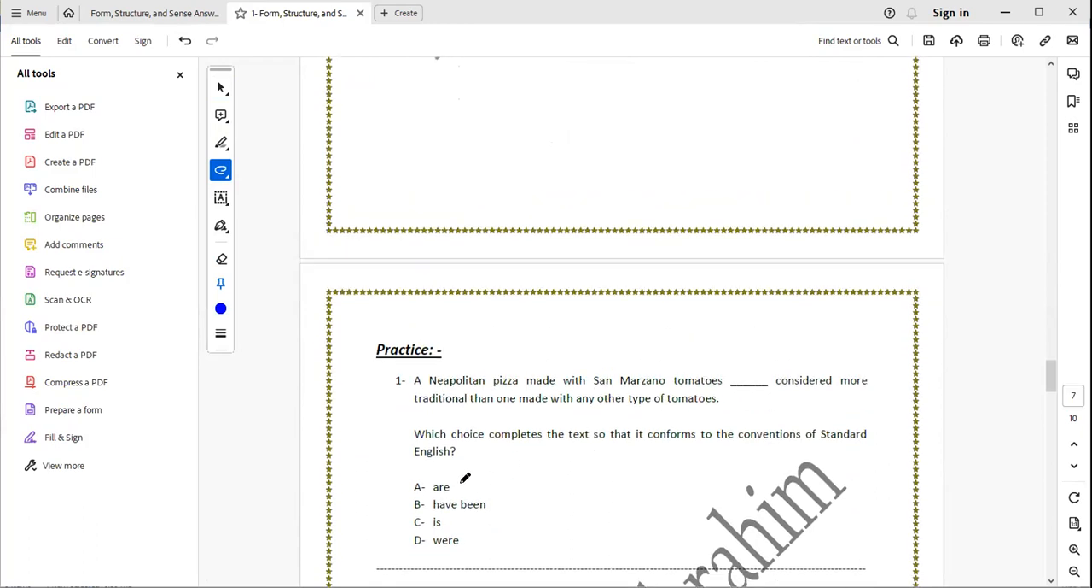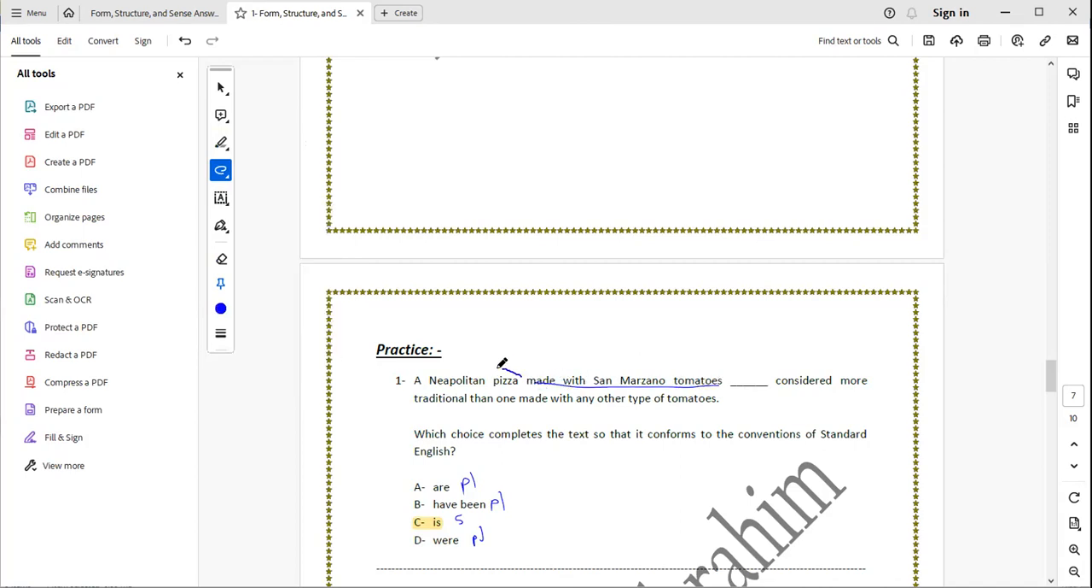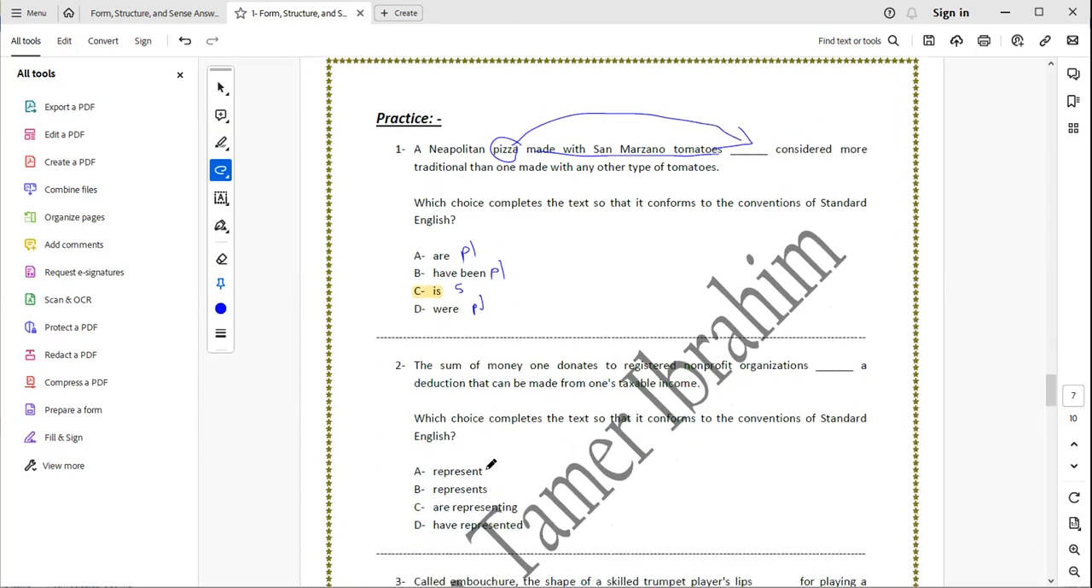Other one: are plural, have plural. The question will come like that, guys. Is singular, where plural. So my answer is going to be the odd one out, "is." So let's find here. A Neapolitan pizza made with San Marzano tomatoes. I don't care about anything that comes after the preposition. So we're talking about the pizza, so it must be singular. This one of yesterday: represent plural, represents singular, are plural, have plural. So I'm going to take the odd one out. So it's going to be "represents."